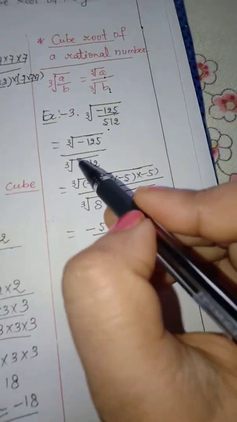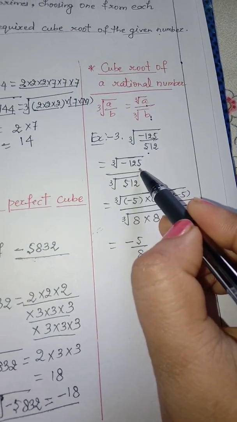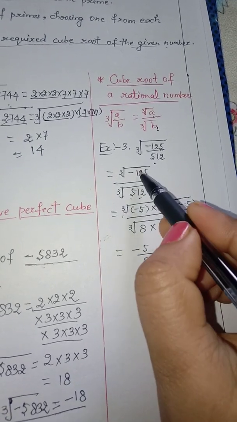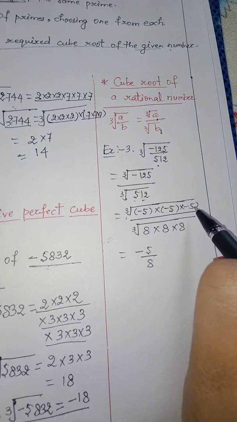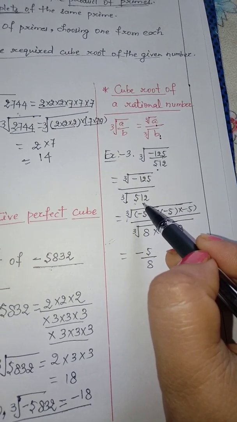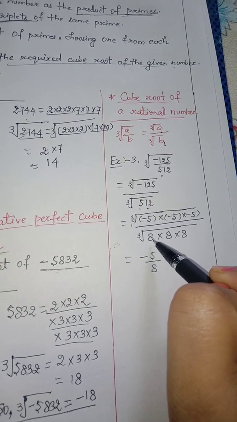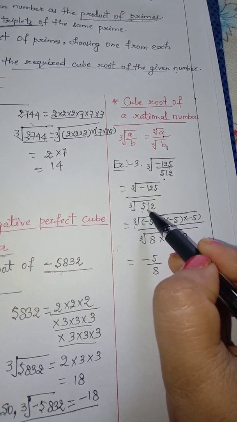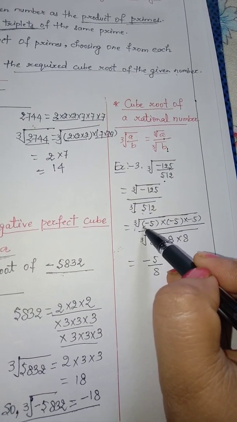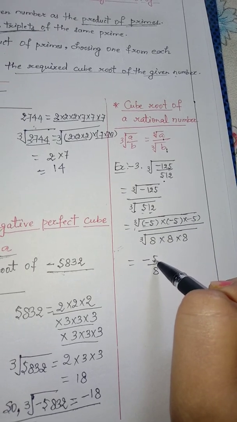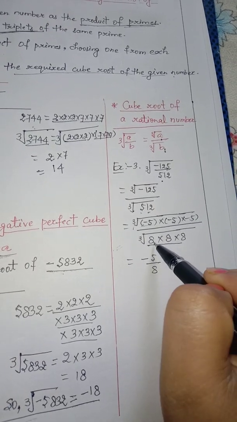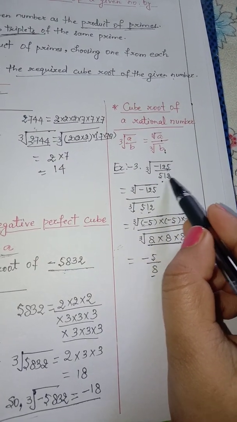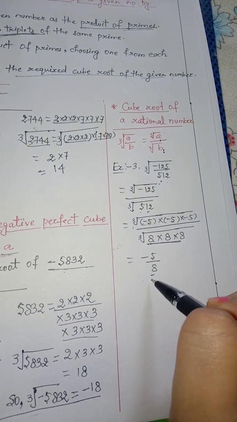In this case, firstly we will find the cube root of minus 125 and the cube root of 512 separately. The cube root of minus 125 is from minus 5 into minus 5 into minus 5, and the cube root of 512 is from 8 into 8 into 8, because 8 cube equals 512. From this triplet we will write minus 5, and from that triplet we will write 8. So the cube root of minus 125 by 512, the answer should be minus 5 by 8.